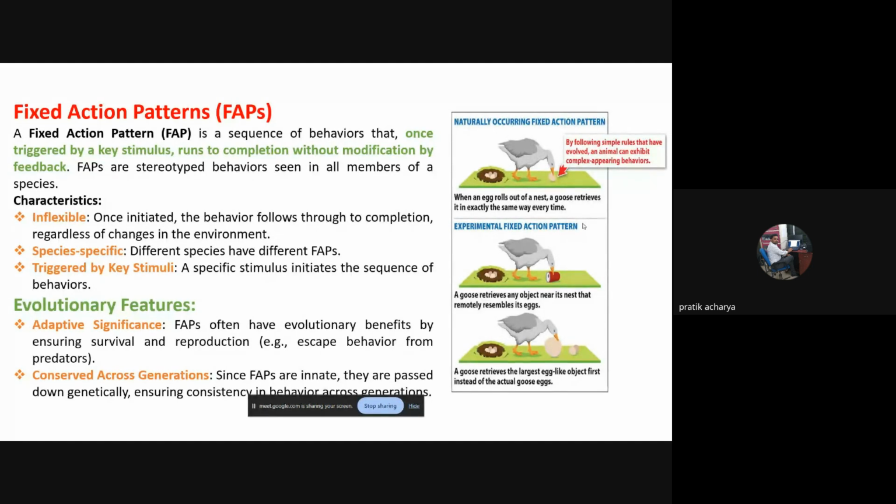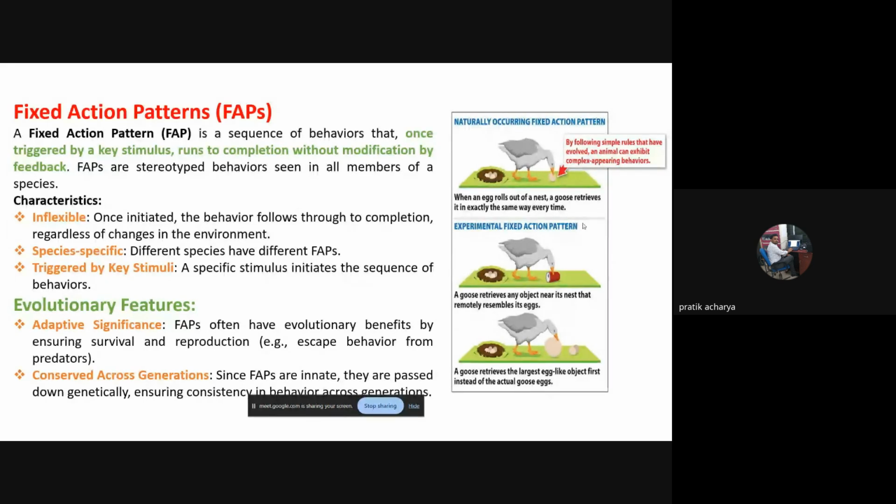It is specific. In case of a dog, the fixed action pattern is different. In case of a goose, the fixed action pattern is different. In case of a monkey, in case of a human, at every level of organism, fixed action patterns are different. And it is always triggered by key stimuli. That means if there is no external stimulus, we cannot find a fixed action pattern. So these are important characteristics of fixed action pattern that you have to mention.